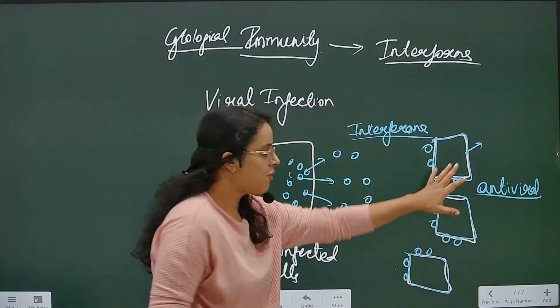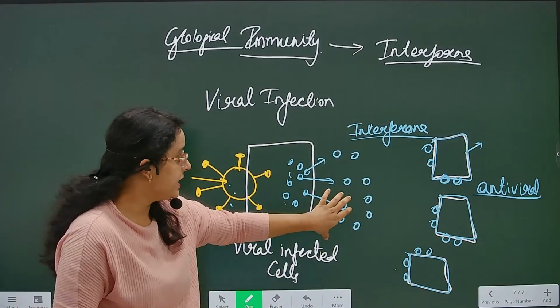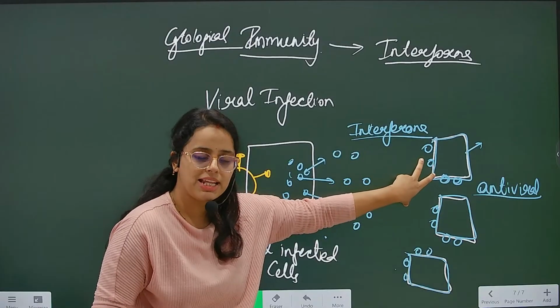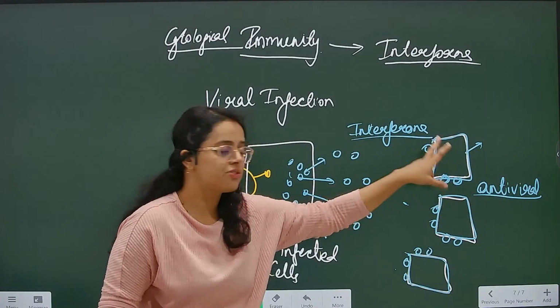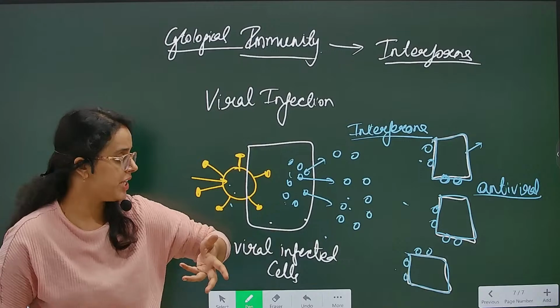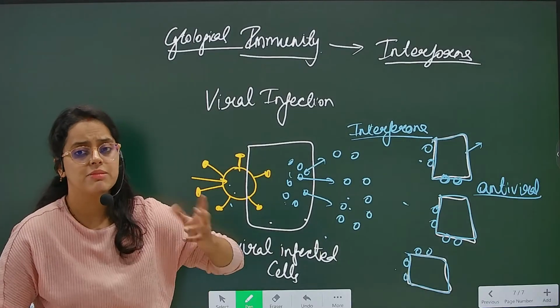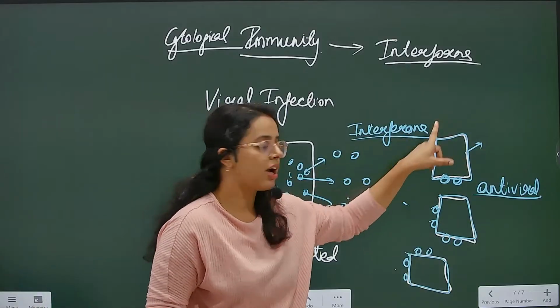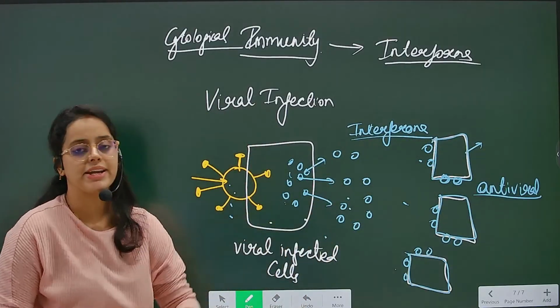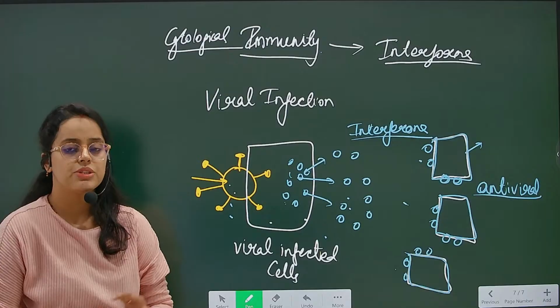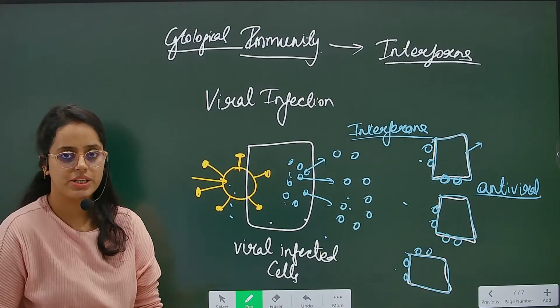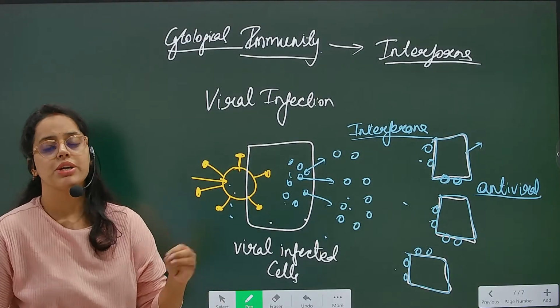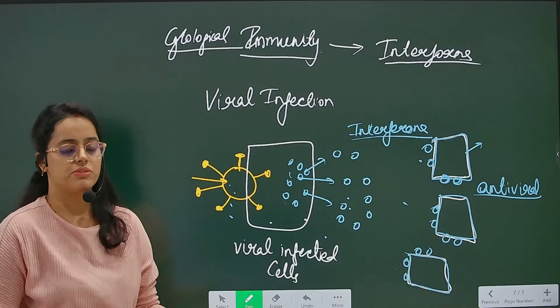So what happened in these cells? These interferons bind with the normal healthy cells and change the protein structure, or they secrete some antiviral substances that can kill the virus, or they change the structure so that the virus cannot bind with the healthy cells. So this is a different kind of immunity, cytological immunity. This immunity is brought by interferons.